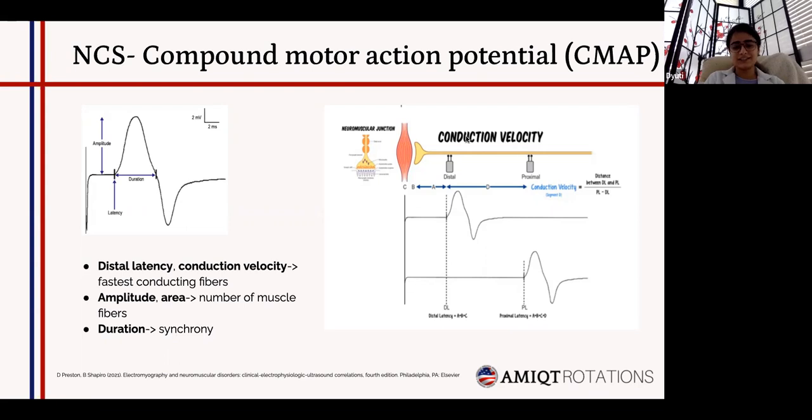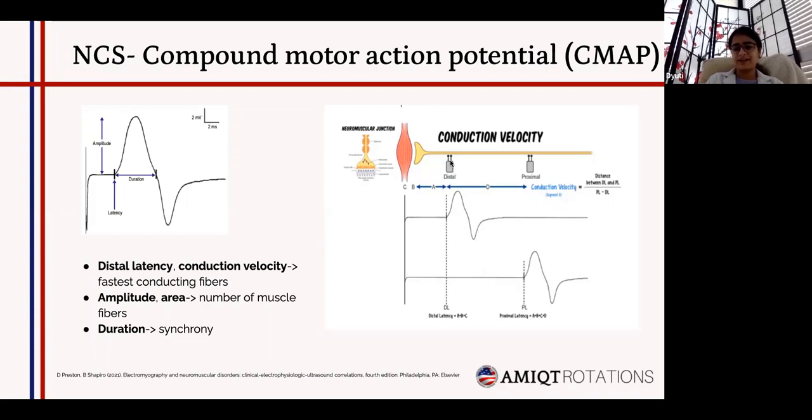And that's because we can't just divide the distance by the latency to calculate the conduction velocity, as the latency depends not just on the time it takes for the impulse to travel the nerve, but also the time it takes to travel the neuromuscular junction and the time it takes to depolarize the muscle. So we have to subtract this effect to get a true conduction velocity along the nerve.